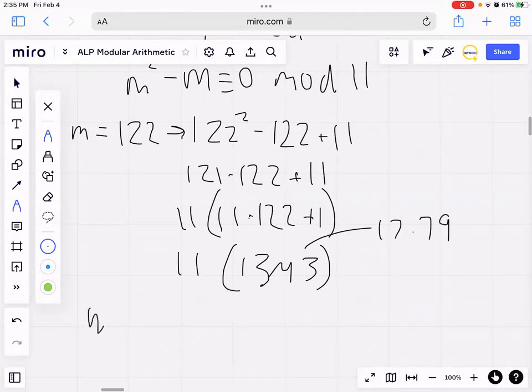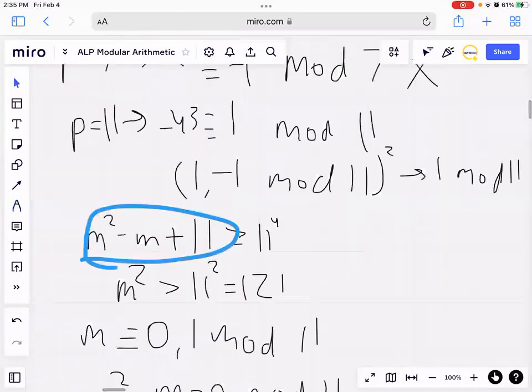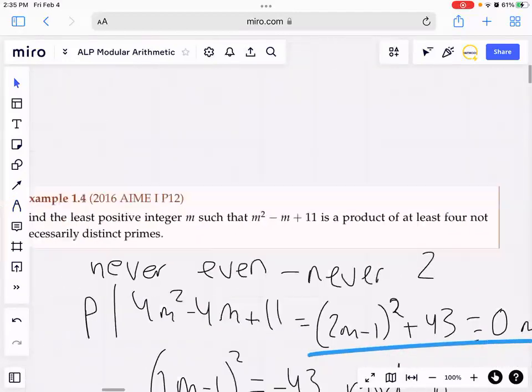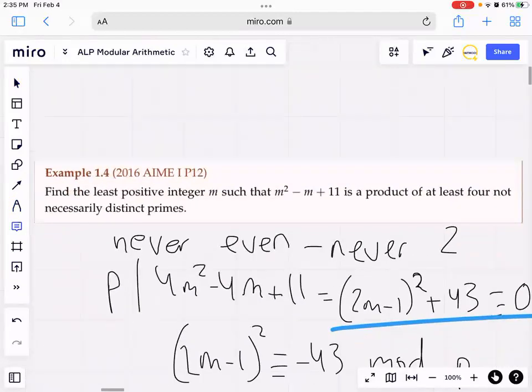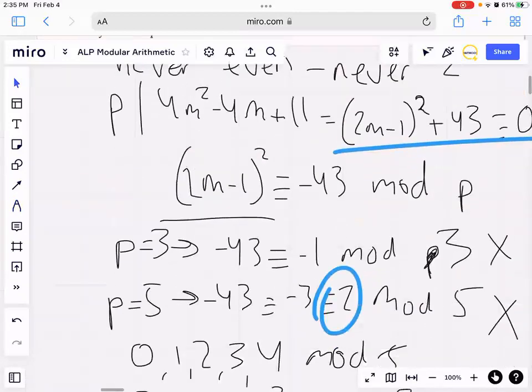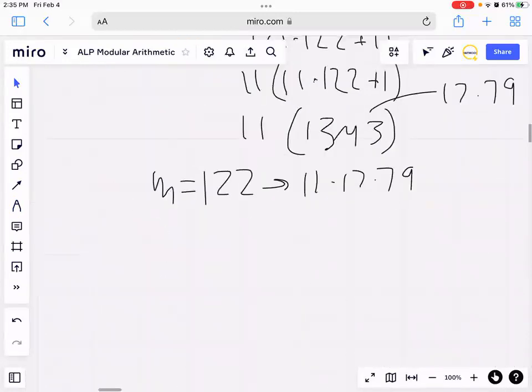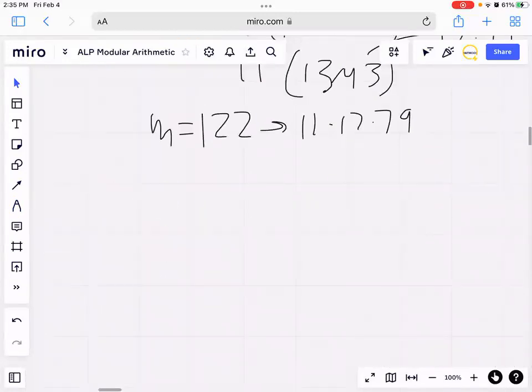So m equals 122 yields a number that's 11 times 17 times 79. The good thing is that we have 3 primes. However, there's only 3. And going back to what the problem wants, we want to find the least m such that the product has at least 4. So let's keep trying. The next number that's 0 or 1 mod 11 would be 121 plus 11, which is 132.